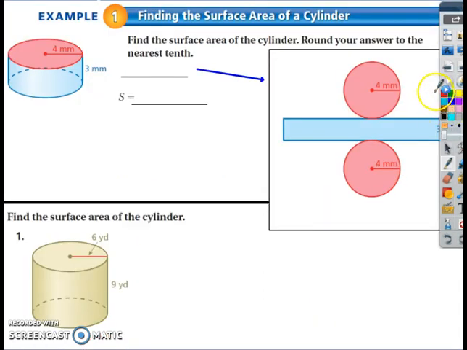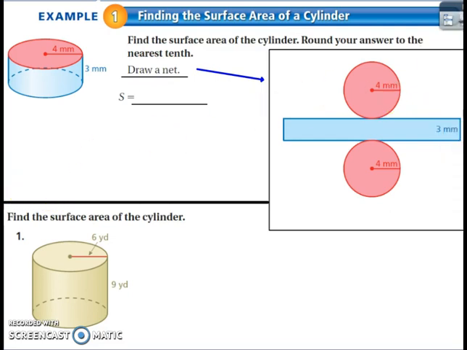We're going to find the surface area of this cylinder given. We'll round our answer to the nearest tenth if necessary. First thing we should do is to draw a net. Now I've already done that for you, and it's already labeled as well, so all we're going to do is proceed to find the actual surface area.